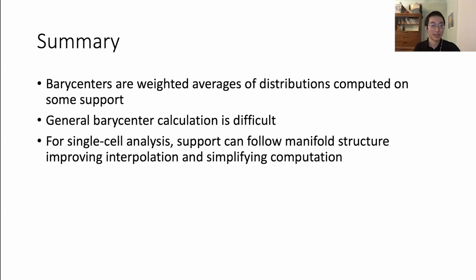So in conclusion, barycenters are a very fancy term for weighted averages of distributions, but there are many choices, and they must be computed on some predefined support for higher dimensions and more than 2 distributions. For single cell, the obvious choice is to use the background measured cells or random interpolations. We find these modifications provide better interpolations against ground truth.